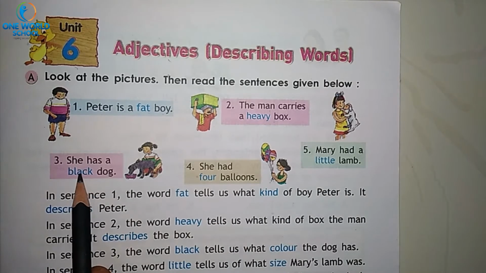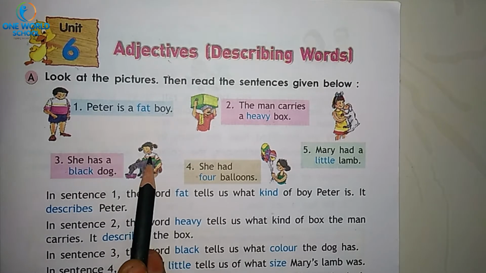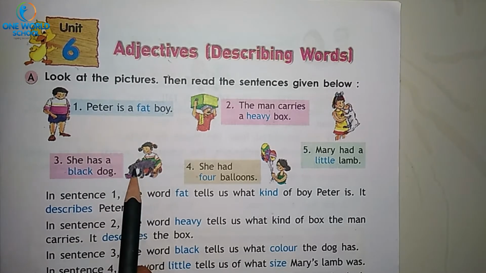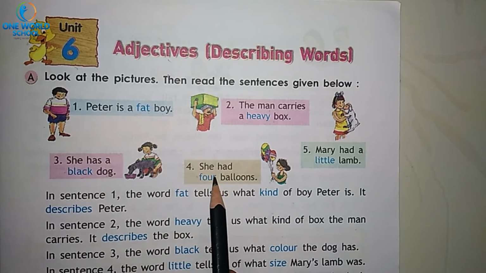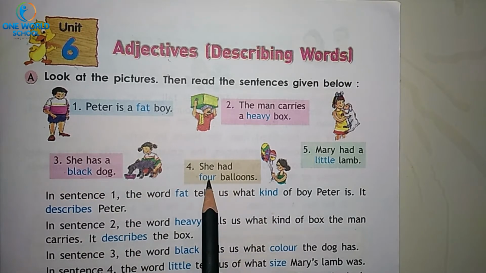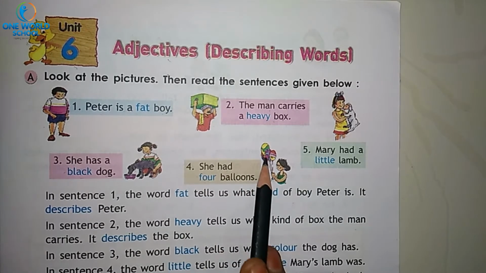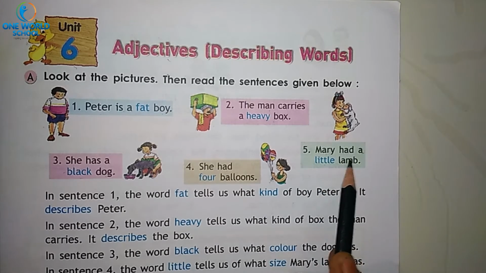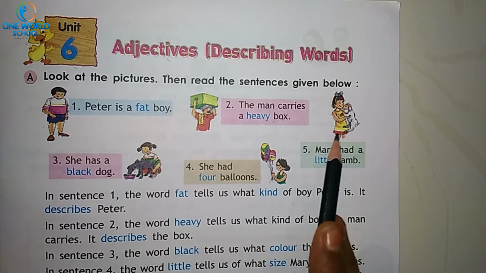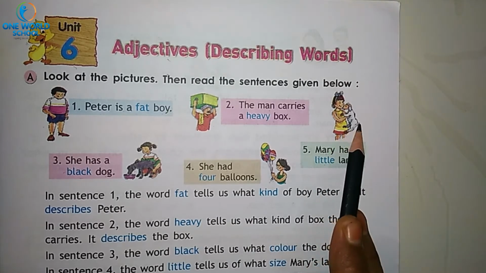Okay, statement number 3. Here is a girl who has a dog whose color is black. So she has a black dog. Number 4. She had 4 balloons. Here is a girl who holds balloons and the number of balloons is 4. Next, Mary had a little lamb. Here is a girl named Mary and she holds a little lamb.